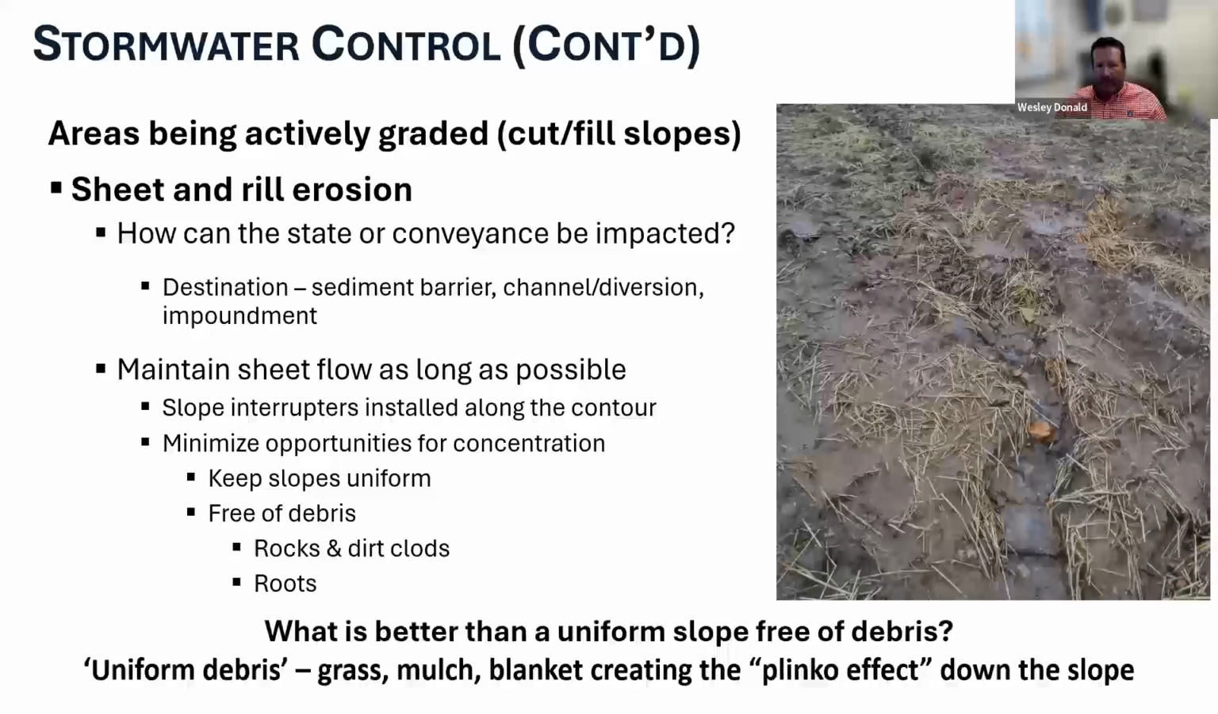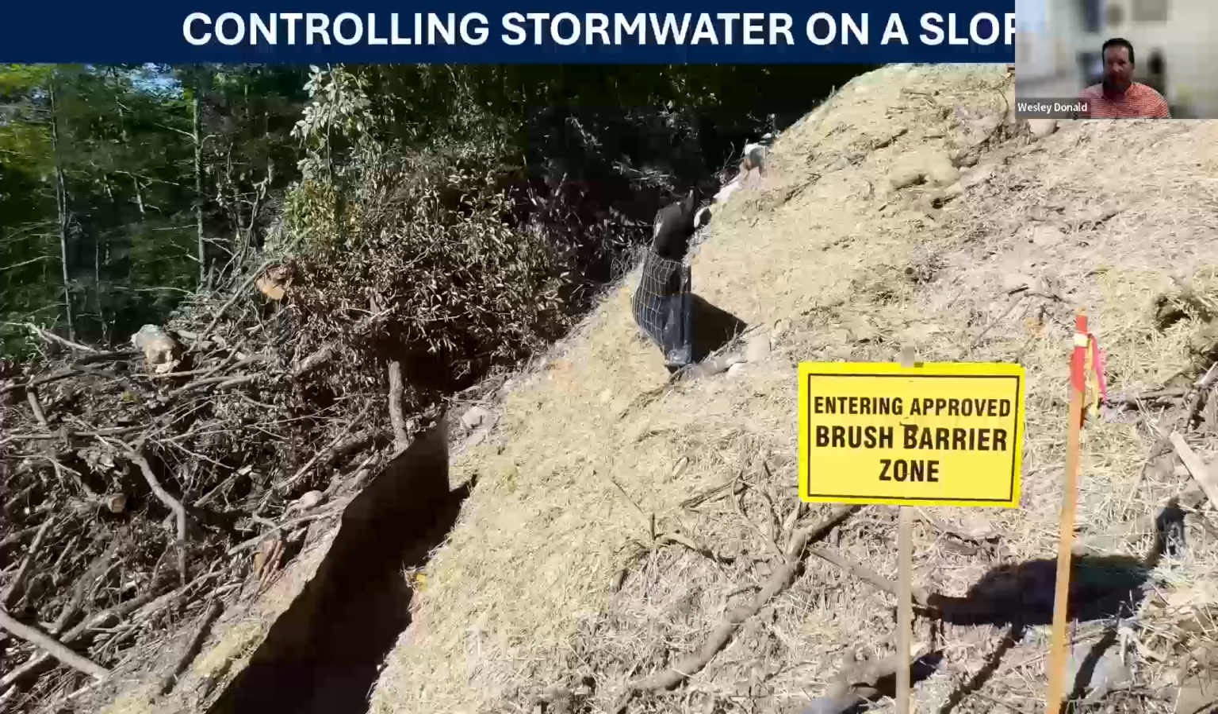Now, what's better than a uniform slope free of debris? Well, how about uniform debris? Grass, mulch, blankets do help keep flow velocities low. Creates kind of a plinko effect where as water's running down the slope, it's running at a much lower velocity. We are affecting, in that case, the conveyance method of it, and hopefully minimizing that erosion.